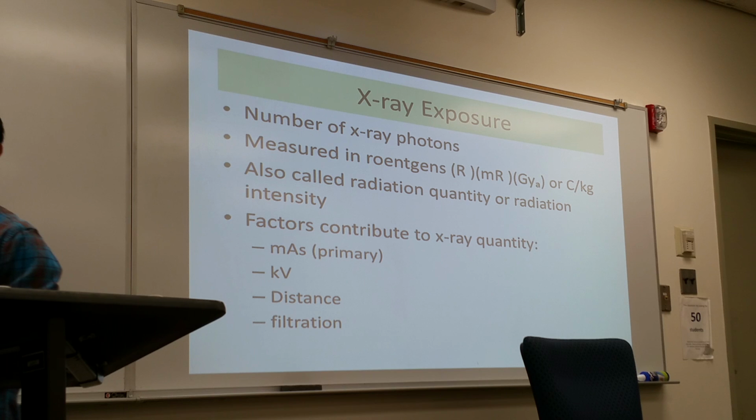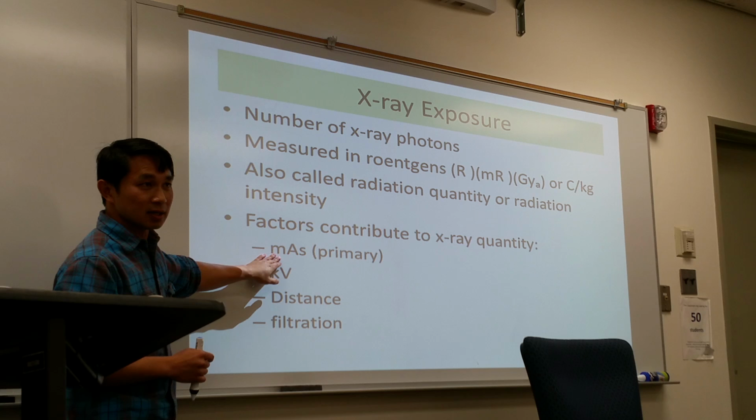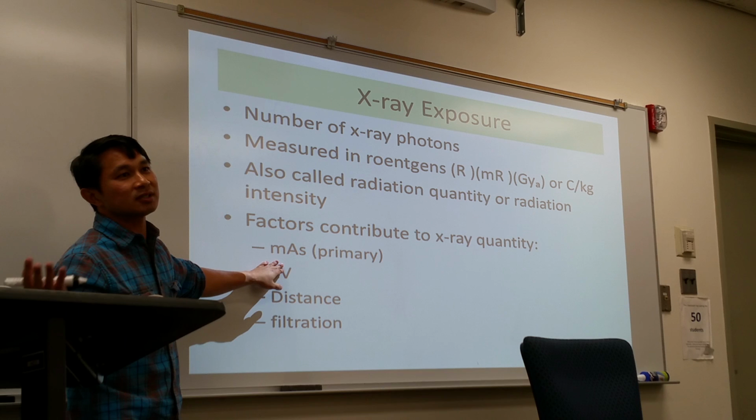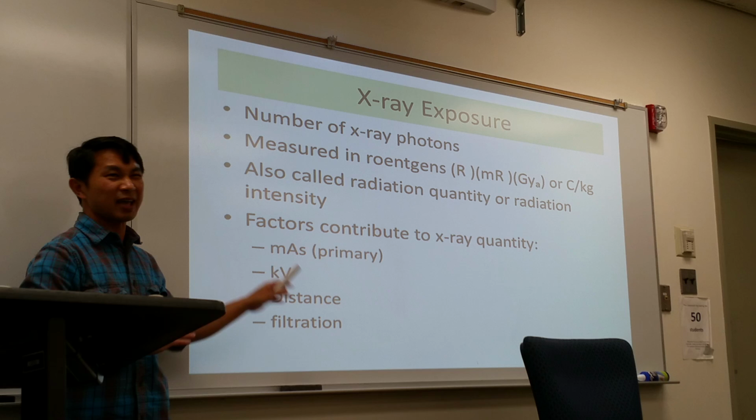intensity. Some of these factors that affect the quantity of X-ray intensity would be mAs, milliampere-seconds, which is considered a primary factor affecting it, and then we have other factors called secondary factors, which affect quantity as well. So we have kV, distance, and filtration, which are considered secondary factors. Although kV has a lot of influence in terms of quantity, it's considered secondary.